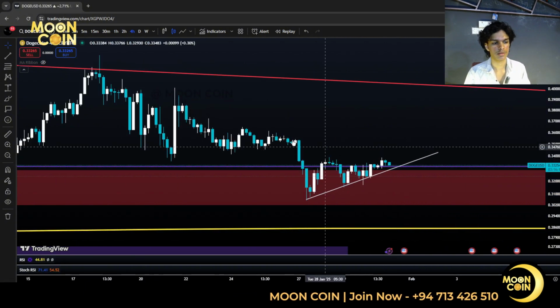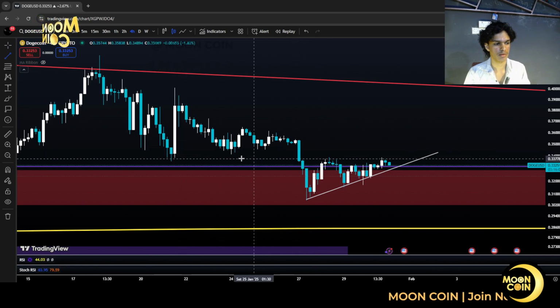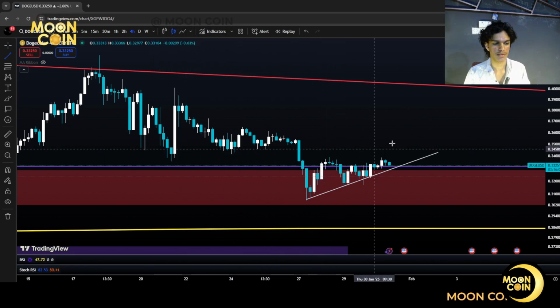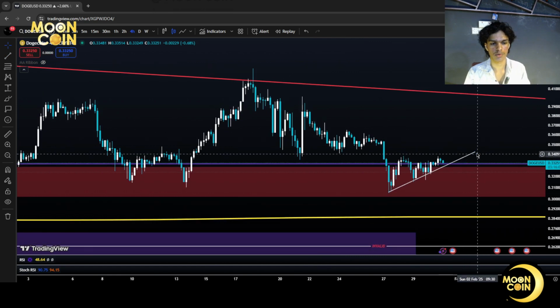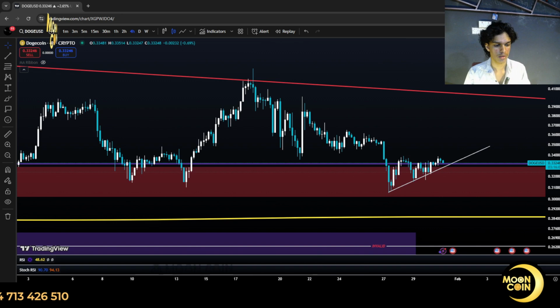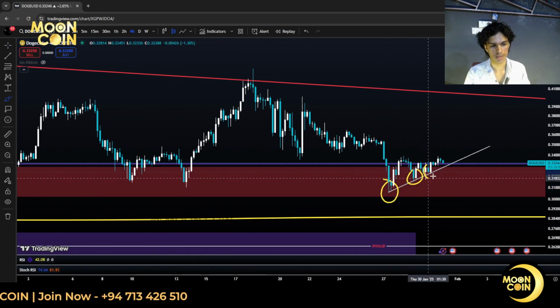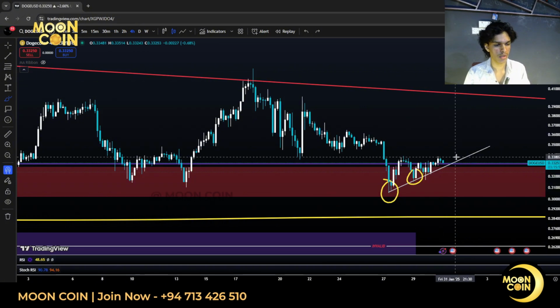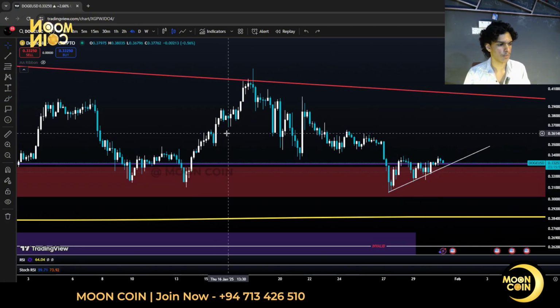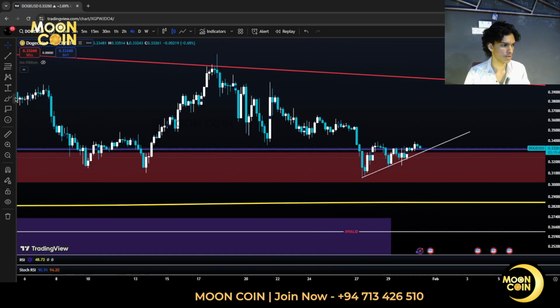See the pattern, this is like a symmetrical pattern. It has not formed yet, but I'll just draw the trend line here. It has respected it at least 3 times. This is the first start, first, second, and now it's going up. And if you go deeper into this, you can see a supply resting over there.